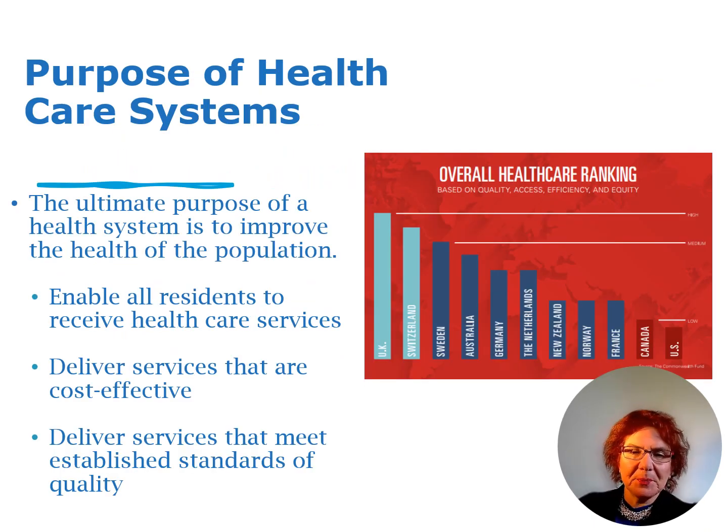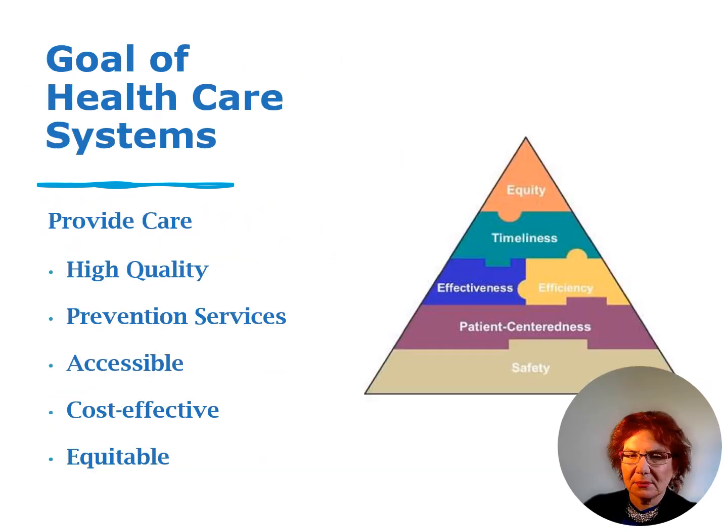Now, the ultimate purpose of a healthcare system is to improve the health of the population. It's to enable all residents to receive healthcare services, although in practice, many countries limit this to citizens. The purpose is to deliver services that are cost effective and that meet established qualities of care. And if you look at the accompanying graphic, you can see that the US, compared to literally every other developed country, is performing very poorly in all these areas.